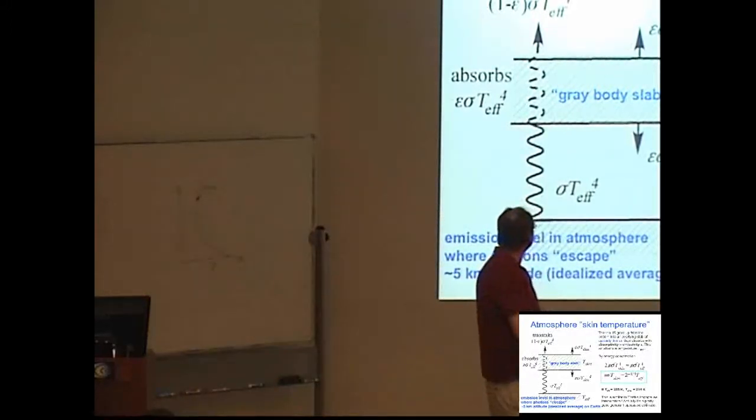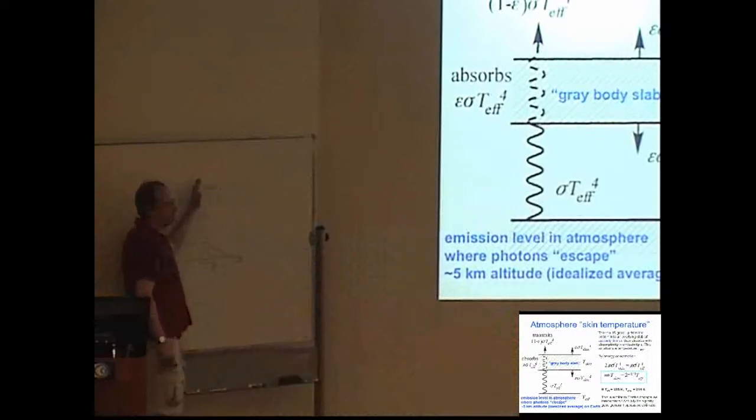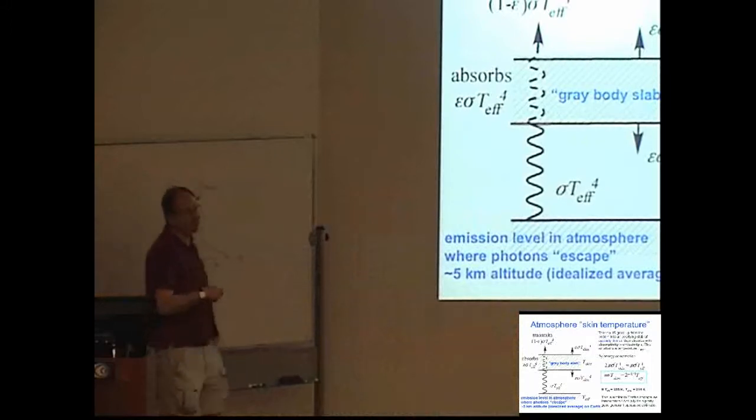This is a simple, I guess you could say, a two-layer approximation. Here is optically thick, and here is optically thin. And we're trying to figure out what, in an optically thin situation, this temperature will be in the upper atmosphere. And it's a valid approximation.